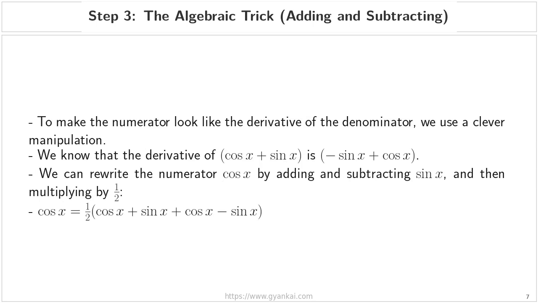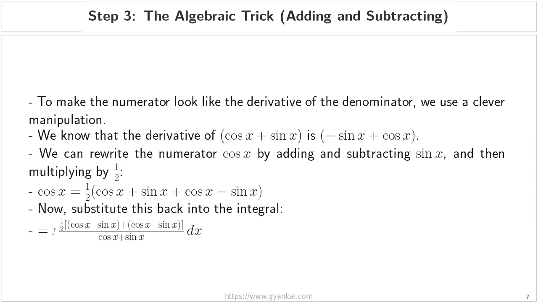Now here's where the clever bit comes in. The slide states, we can rewrite the numerator, cosine x, by adding and subtracting sine x, and then multiplying by 1/2. This might seem strange at first, but it's a common algebraic technique. We're essentially creating a zero, because if you add and subtract the same thing, you don't change the value of the expression. Let's break down the equation. Cosine x equals 1/2 times the quantity of cosine x plus sine x, plus cosine x minus sine x. What we've done is cleverly split cosine x into a combination that includes the denominator, cosine x plus sine x, and something that looks like its derivative, cosine x minus sine x.